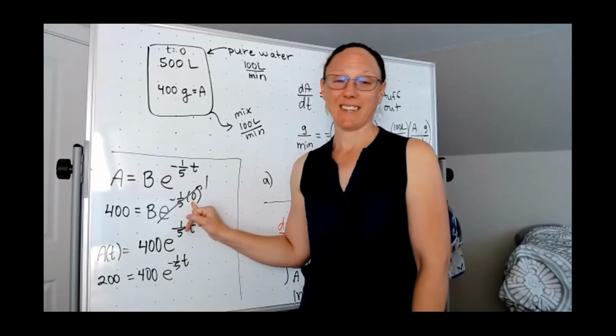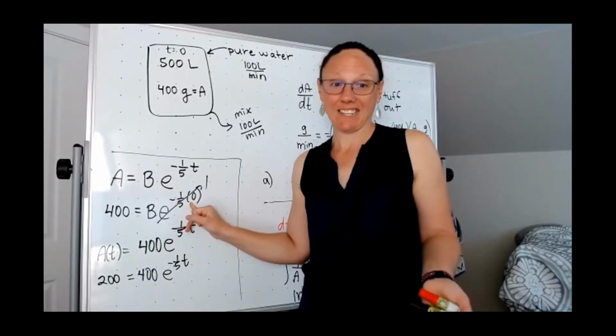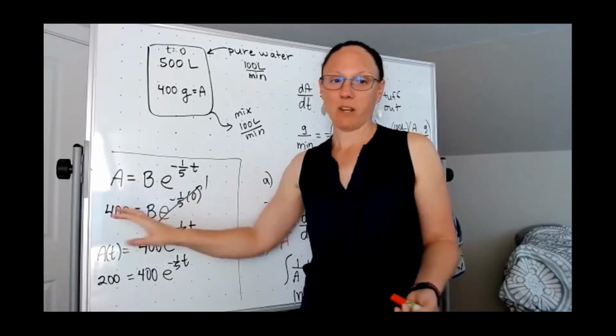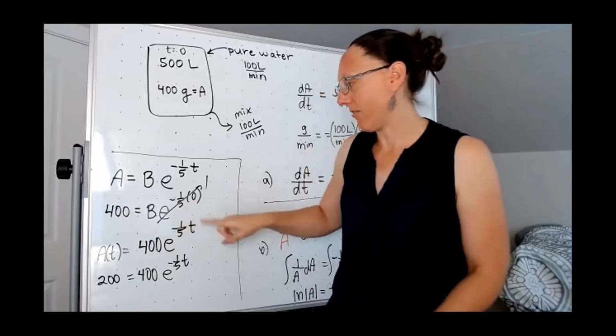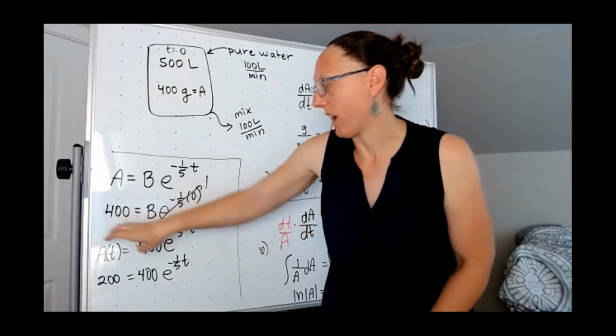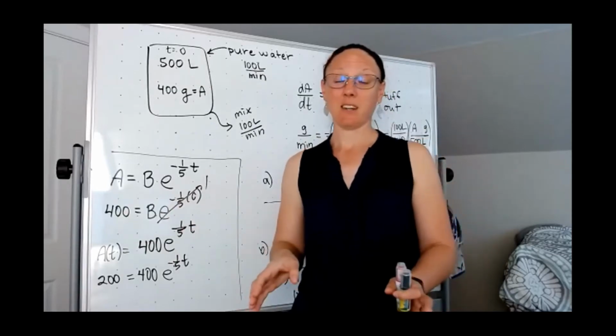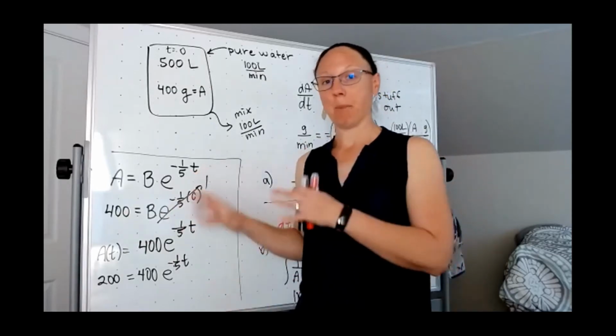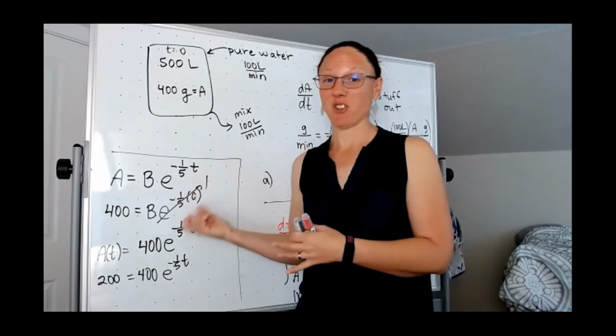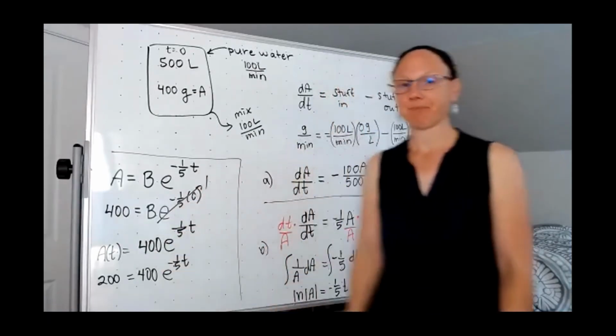So if this weren't a 0 and this were instead like 6, then B would equal 400 divided by this whole thing, the e to the negative 1/5 times 6. It's going to be messy to type into WebWork, but it's the same sort of process. It's just an uglier constant.